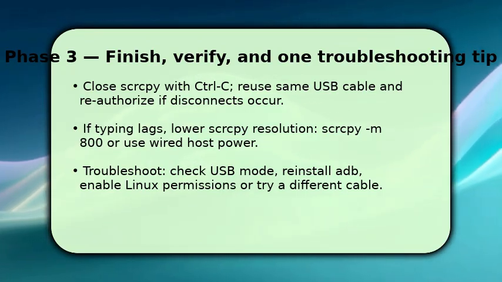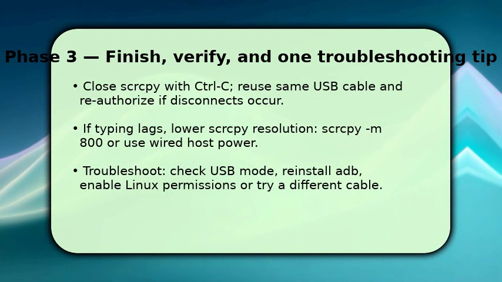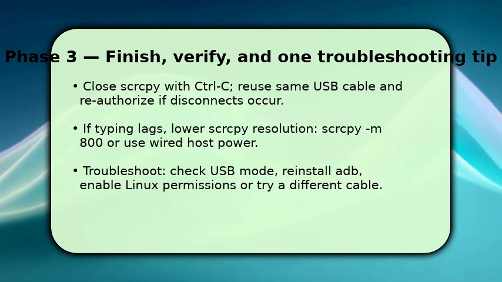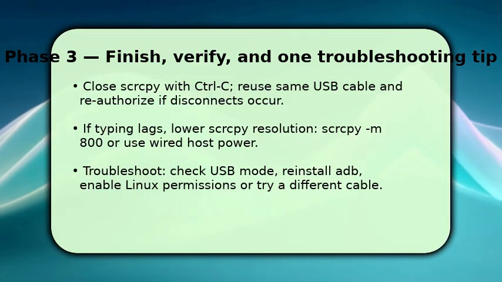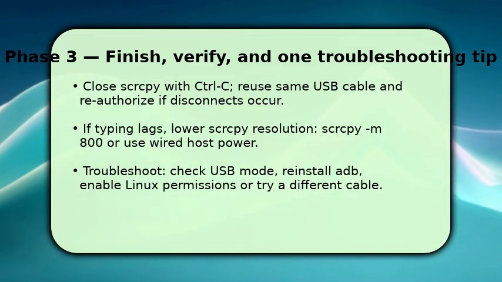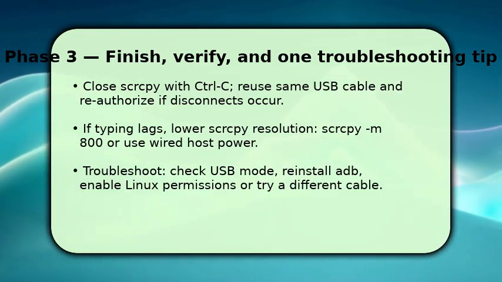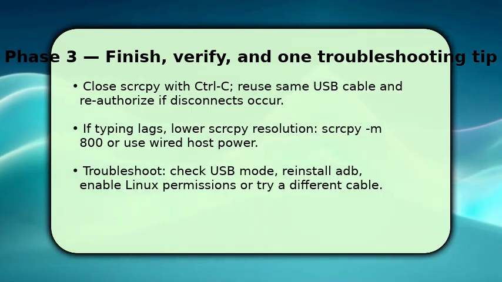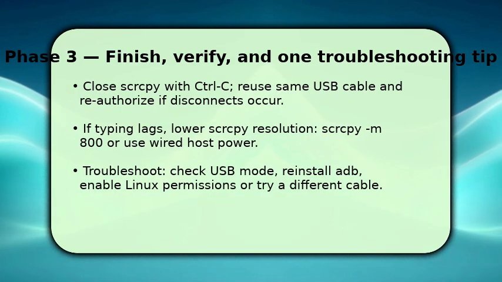If the connection drops or you lose input, reconnect the USB cable and reauthorize debugging on the phone. This is the most common fix. If performance is poor, lower scrcpy's resolution or bitrate, or use a higher quality data cable. One key troubleshooting tip: if the phone never shows the authorization prompt, confirm USB mode on the phone and reinstall adb on the Chromebook. Often a faulty cable or missing adb breaks the link.